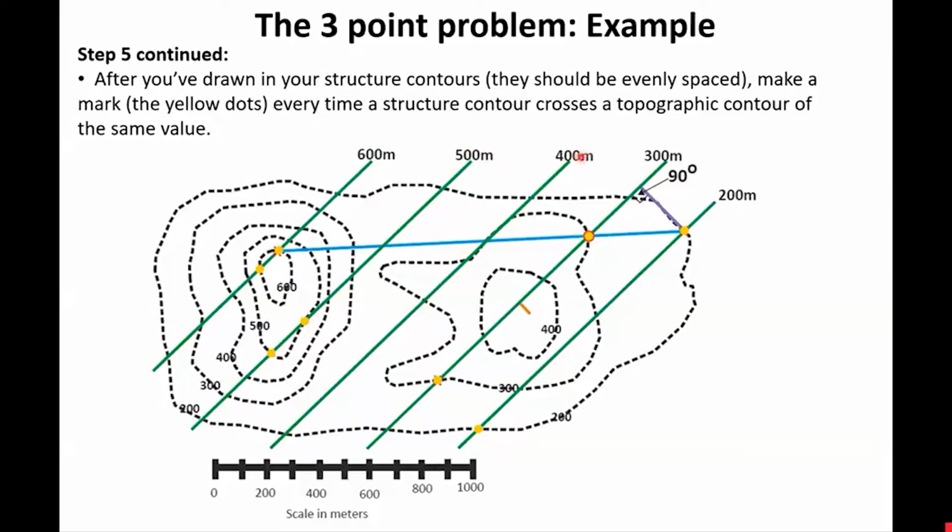Along the 400 meter line, we have no intersection point of the structure contour and the topography at 400. 400's here, 400's over here. 300, walk along, 300's there, 300's there in terms of ground elevation. Structure contour 200, intersects the ground there, intersects the ground there. And now we've got our outcrop pattern.